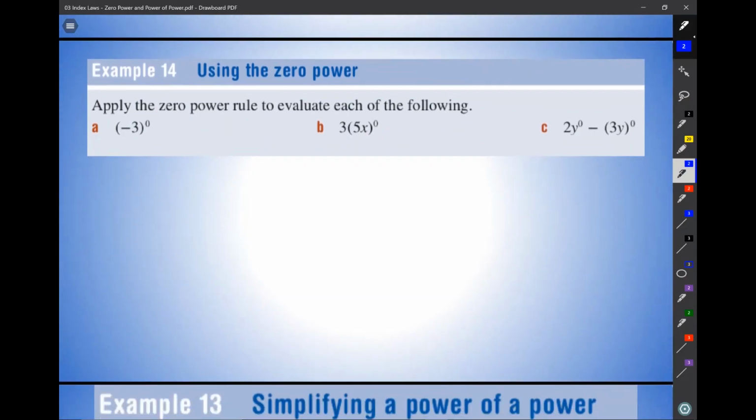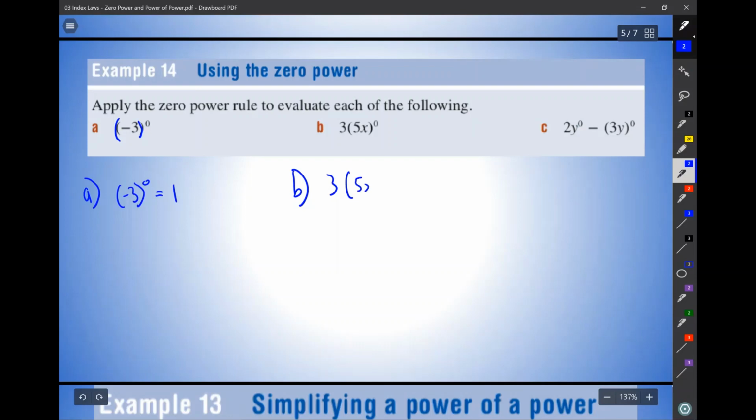So this is an example applying what we just learned up there, applying the 0 power. Remember, anything to the power of 0 is 1. So if we're taking everything inside these brackets and raising it to the power of 0, it's just going to equal 1. But here in part B, we have only what's here in the brackets being raised to the power of 0. So what this is, is 3 times 1. The answer to that is 3, not 1, because it's only this stuff that goes to 1.